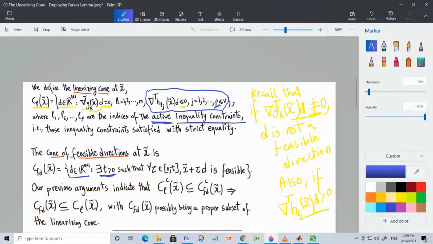Okay, so those are directions that if you move along them, there is a value t such that if you move with a step t or less, you are guaranteed to remain inside the feasible set. What is the relationship between these two guys?